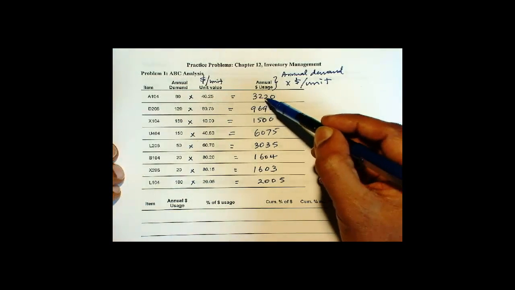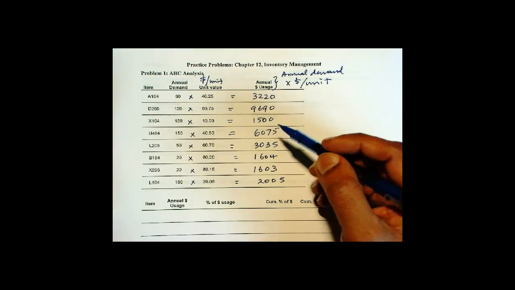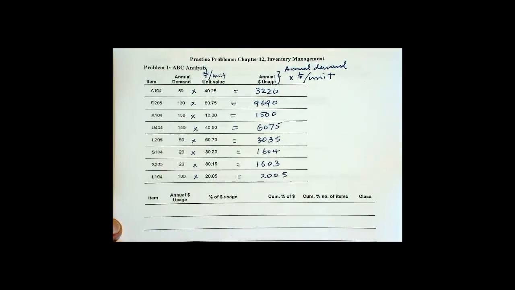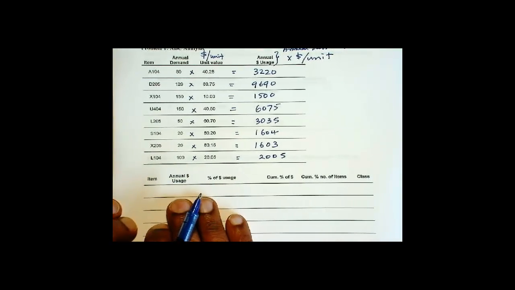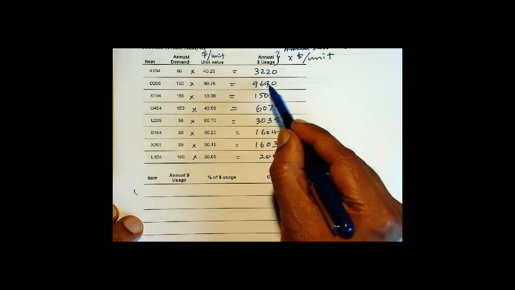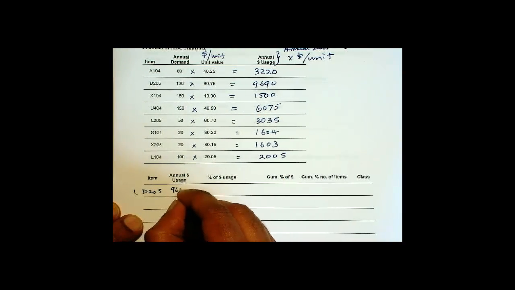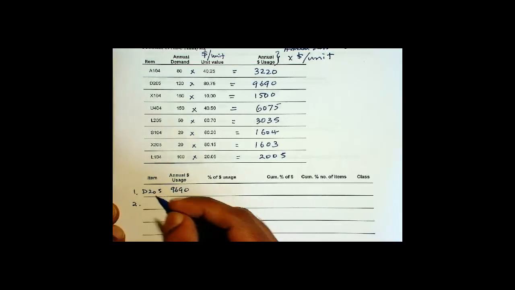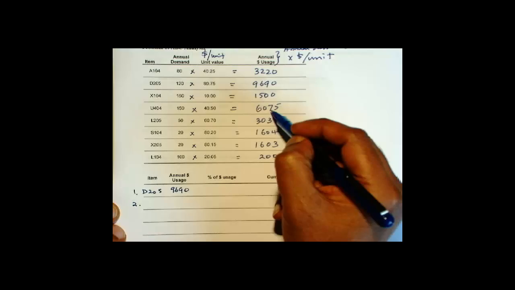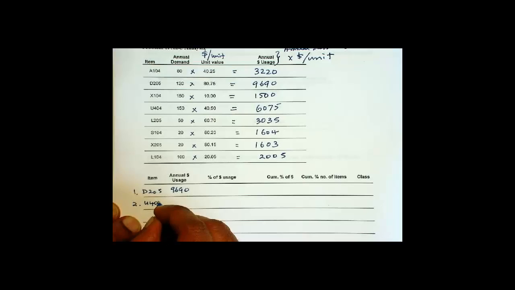Next we have to sort this list from the largest value to the smallest value. So let's do that here in the second table. So the first item, the largest value is 9690. So that is D205, 9690. Then the next largest is 6075. So that is U404, 6075.